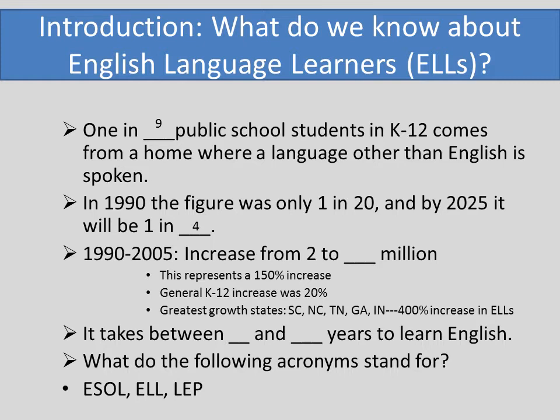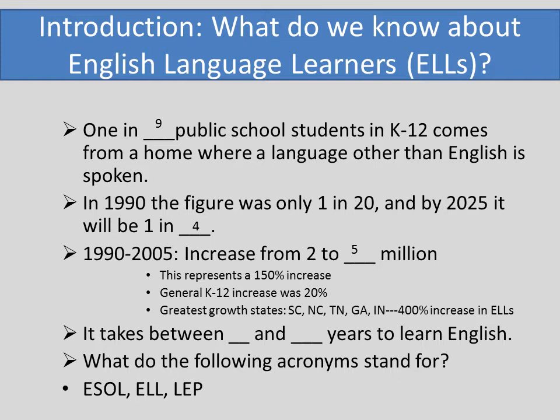The answer is most likely 1 in 4 students will be from a second language background, coming in from a home language other than English. Third question, between 1990 and 2005, we had an increase from 2 to how many million students that speak another language in the home? It's about a 150% increase. The increase was 20% in the general K-12, and it was a large increase in South Carolina and some other states in the South especially. So, an increase from 2 to 5 million students. And it's even increasing from that point as well in the past decade.